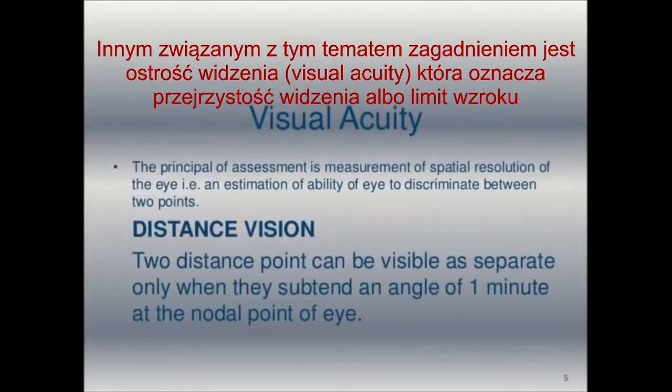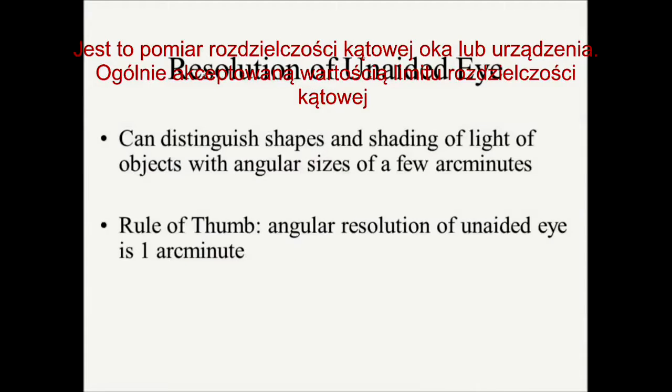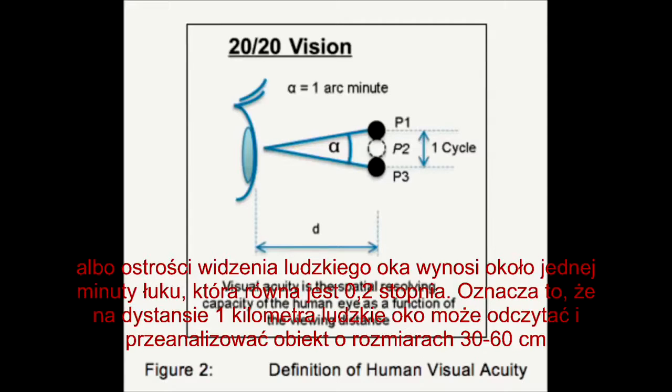Visual acuity is another closely related term that means clarity of vision or the limit of one's eyesight, and it is a measurement of the angular resolution of the eye or the device. The generally accepted value for the angular resolution limit or visual acuity of the human eye is about 1 arc minute, which equals 0.02 degree.